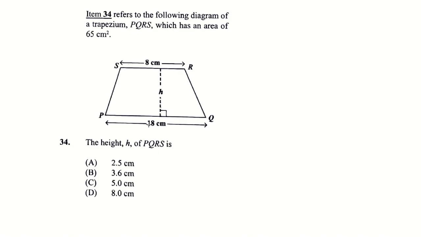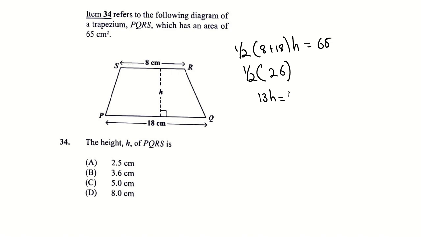34, the height of, right, so they want to know the height. They told you that the area is this. So that's a half times 8 plus 18 times your height is going to give you 65. So that's a half by 8 plus 18, which is 26. A half of 26 is 13. 13 H is equal to 65. So H would be 65 divided by 13, which I believe is 5, because 5 by 13 is 65. So the height is 5 centimeters.